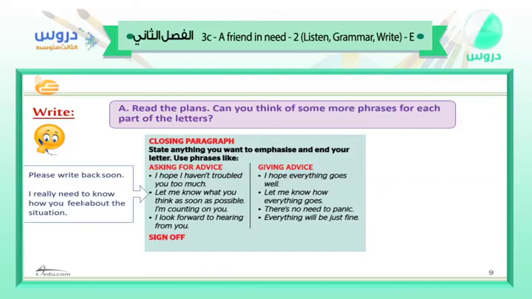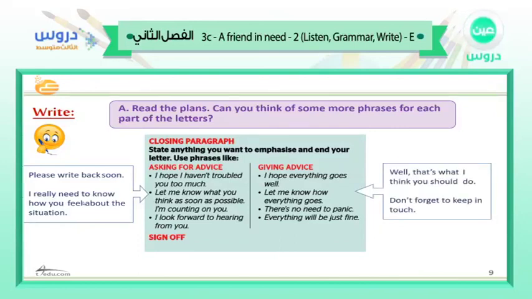Now, for giving advice, what do you say? I hope everything goes well. Let me know how everything goes. There's no need to panic. And then more phrases. Well, that's what I think you should do. Don't forget to keep in touch. Okay, you have to know if your advice was good or not. And then at the end, you sign off. You write sincerely or your name. Actually, your name will be the sign off at the end.